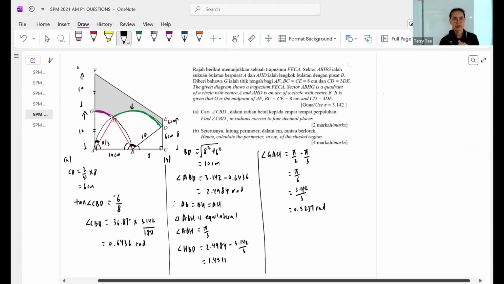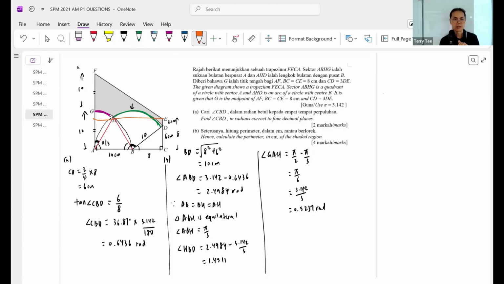Now, what else do I need? I need to find FE. So picture this, FE is at another level. No, this one is not the same level. See this? So maybe we can call this, what do you want to call it? Call it J. So what is FJ? This one is 8. Can you see this 8, right?